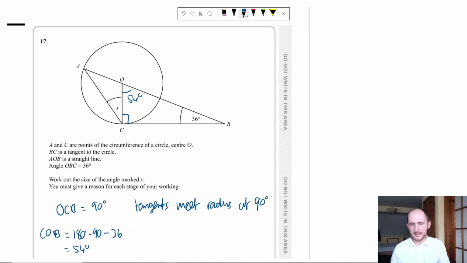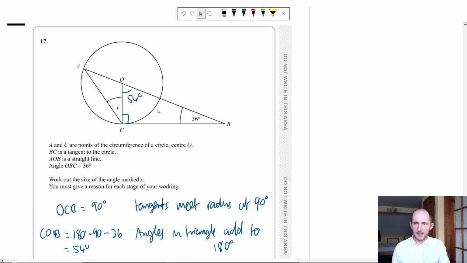The reason for that is angles in a triangle add to 180 degrees. Okay, nice and easy so far. Now this angle here is just going to be 180 minus 54, so 126 degrees. Okay, reason for that, angles on a straight line add up to 180.